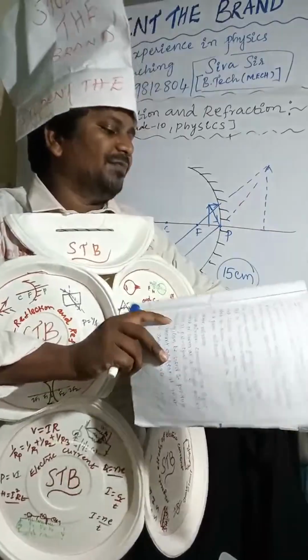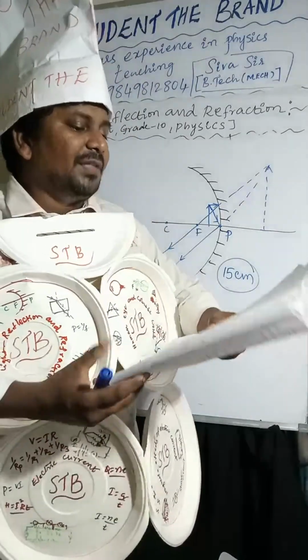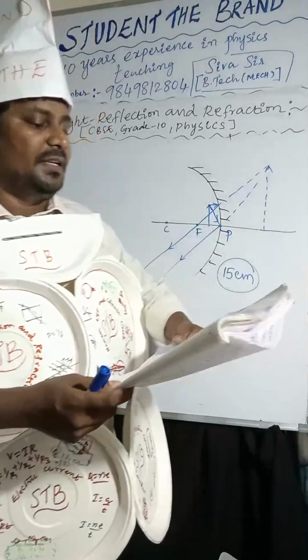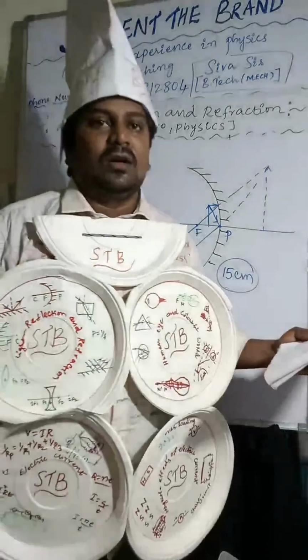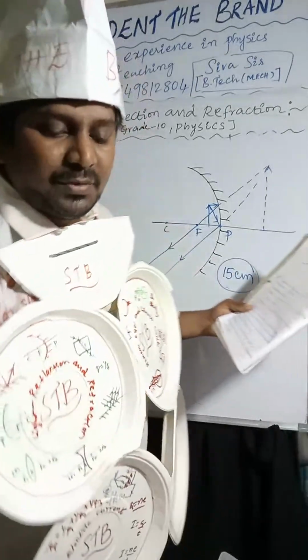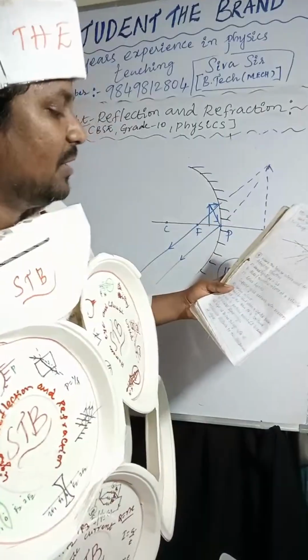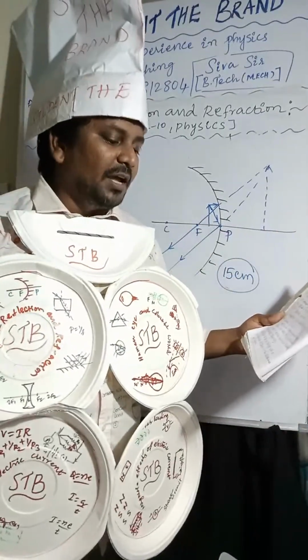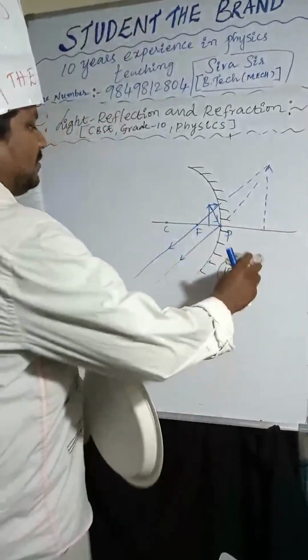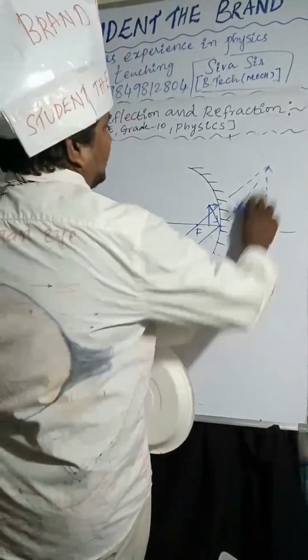Name the type of mirror used in the following situations. Headlights of a car: what type of mirror will we use? Concave mirror. Side view, rear view mirror: we will use convex mirror.